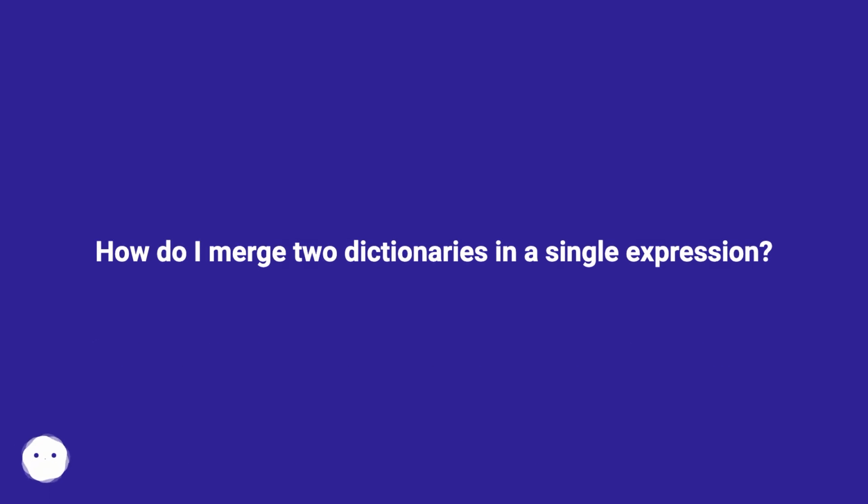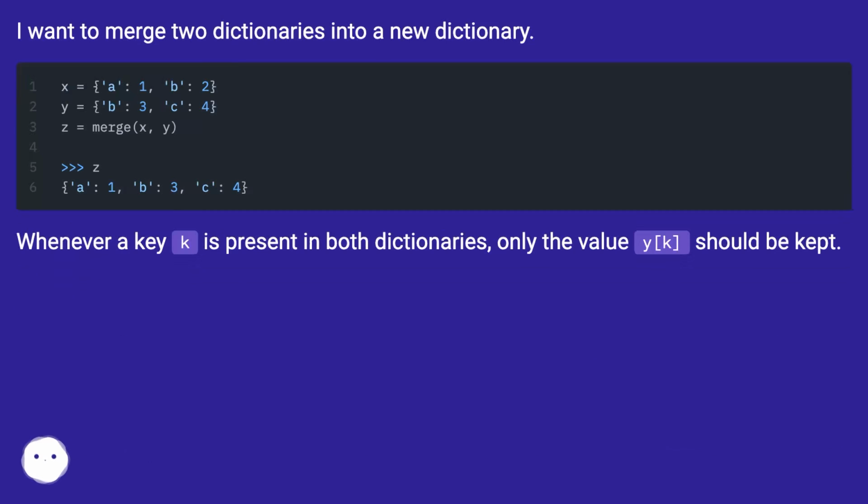How do I merge two dictionaries in a single expression? I want to merge two dictionaries into a new dictionary. Whenever a key k is present in both dictionaries, only the value y[k] should be kept.